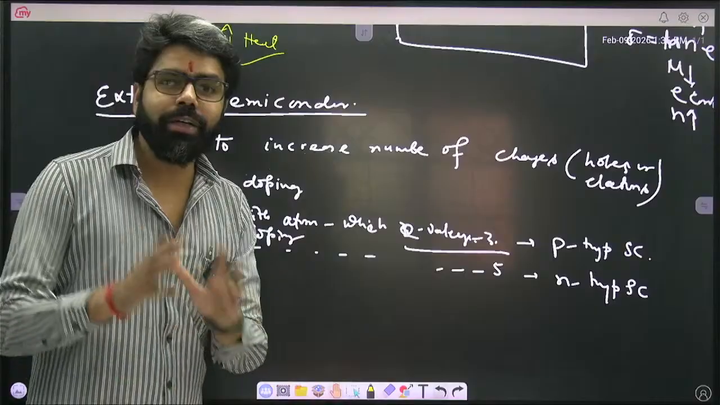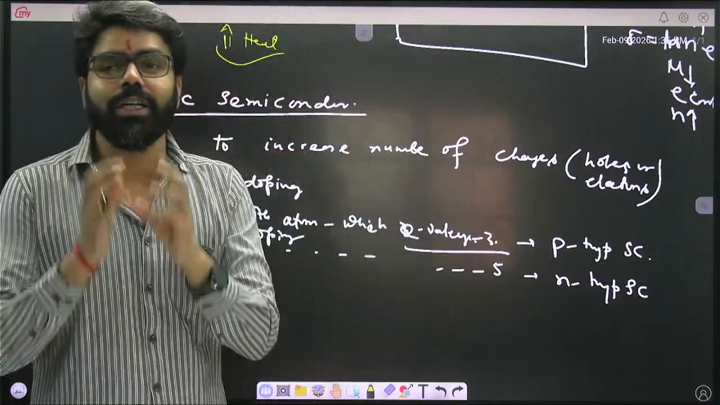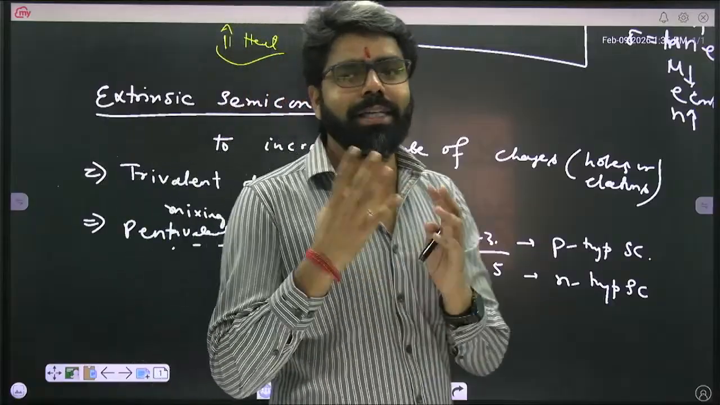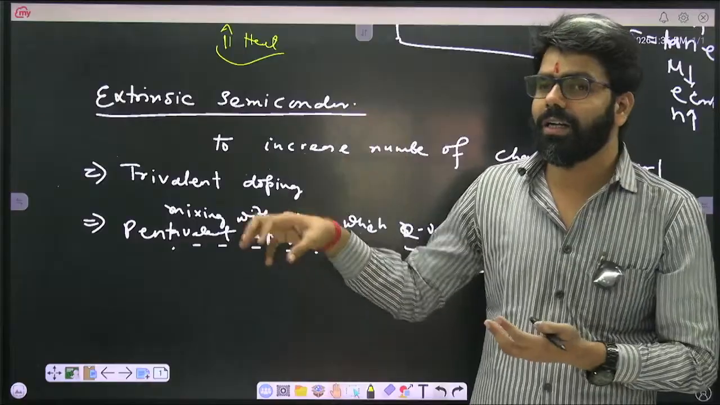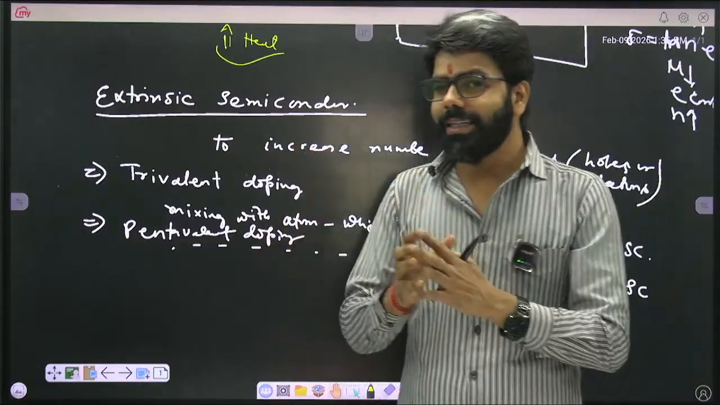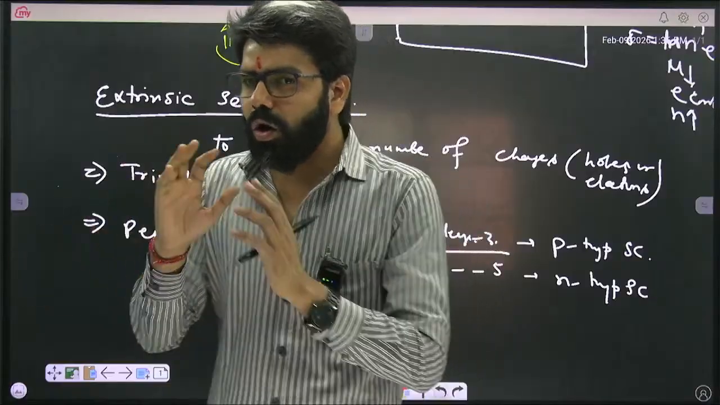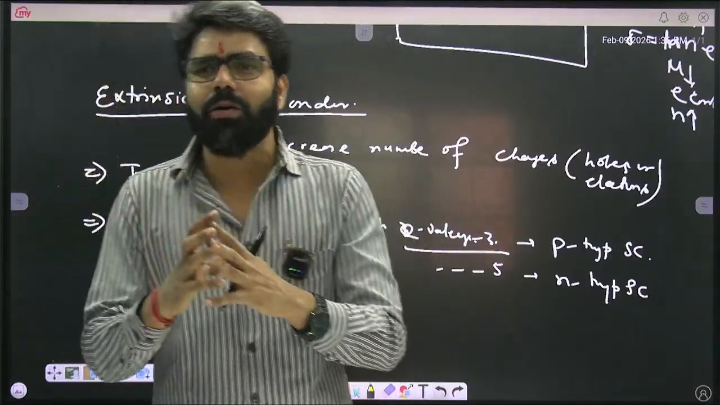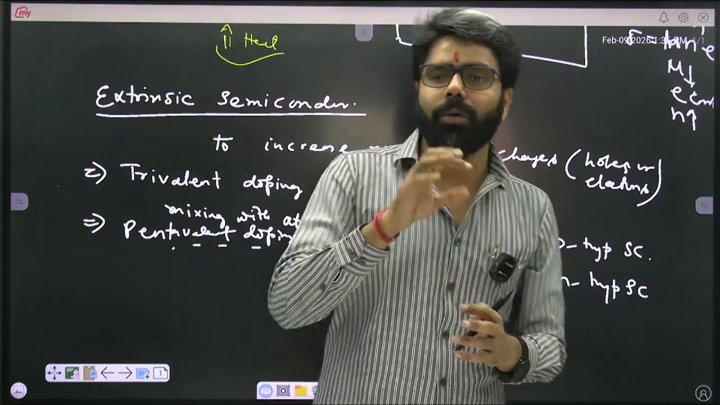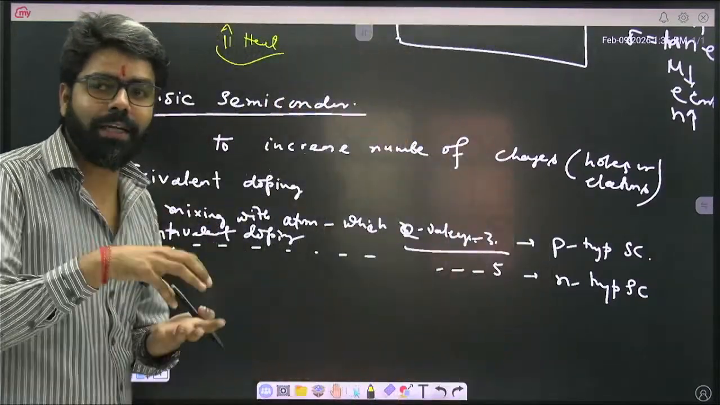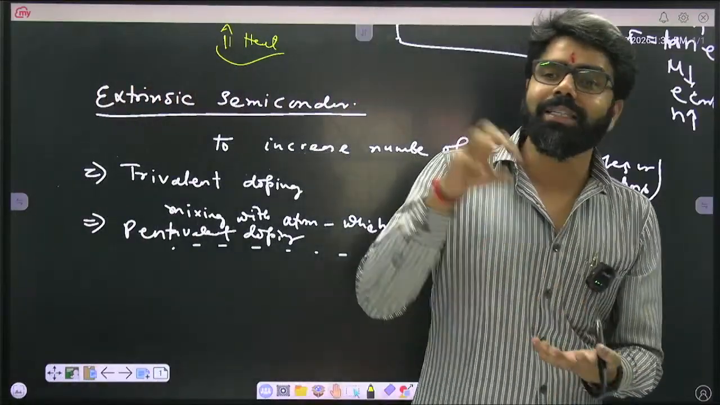Why do we need to make the semiconductor impure? To increase the number of charges. Because we do not have any free electrons in the pure semiconductor. Even if we increase the temperature, very few electrons are produced, so not many free charges are produced. That is why we need to dope them. And what is doping? The mixing of impurities with the semiconductor is called doping.